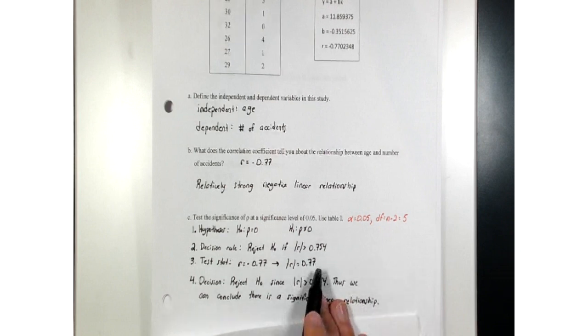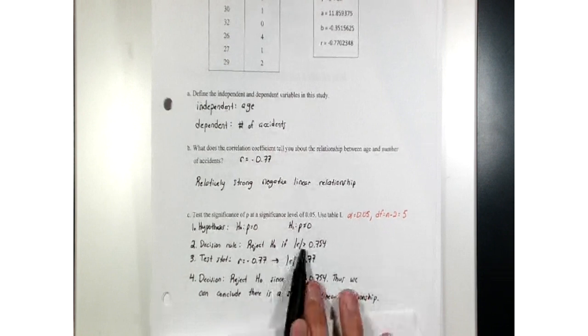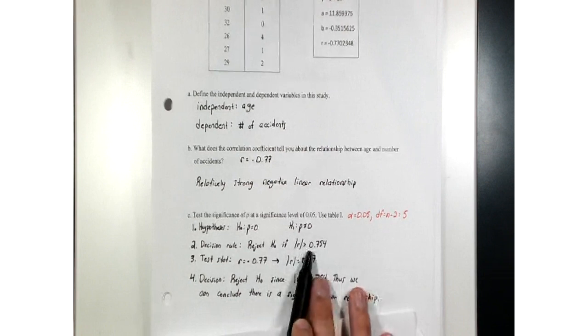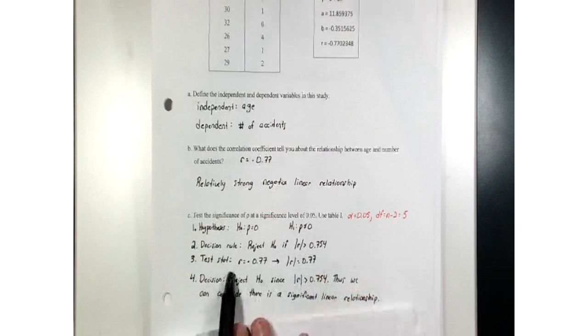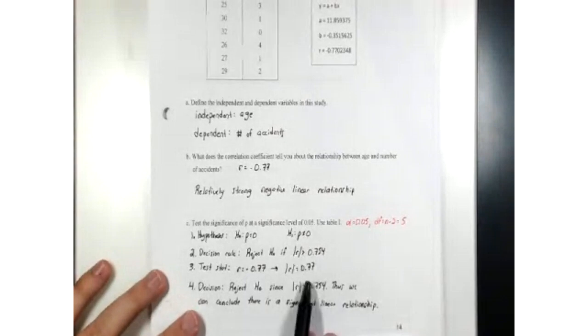So that's how we got this 0.754 here. So then our decision rule for this test is reject the null hypothesis if the absolute value of our sample correlation coefficient is greater than 0.754. So we are given the test statistic, in this case, the r value. So r is equal to negative 0.77 here. So that means the absolute value of r is equal to 0.77. So it is taking that negative away. And 0.77 is greater than 0.754.